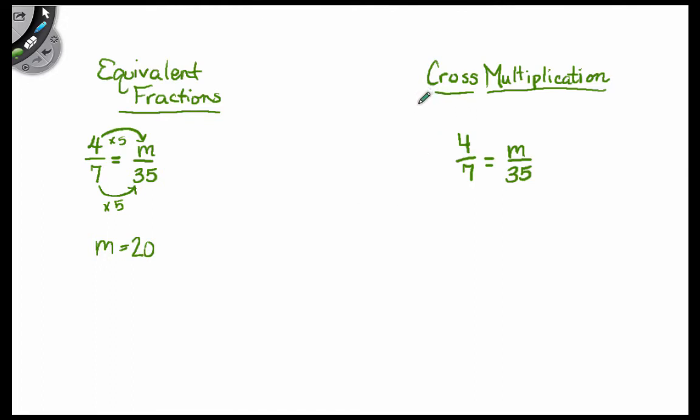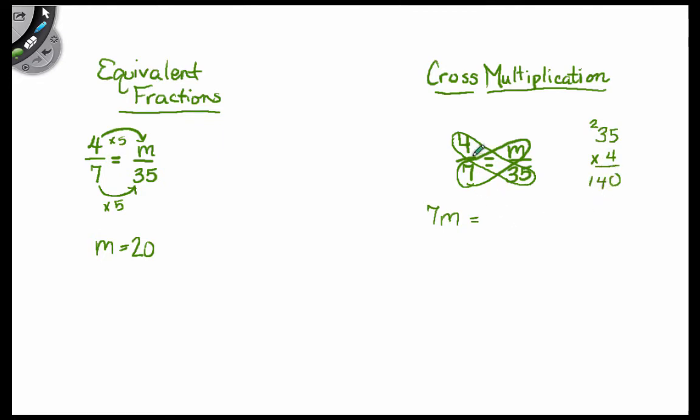Now we're going to try the cross multiplication strategy. You circle the diagonals. So we're going to circle the 4 and 35, and the 7 and the m. And we're going to multiply the diagonals. I'm going to start with the variable side of our equation. That's going to give us 7 times m. Then we bring our equal sign straight down, and we have to solve 35 times 4. And 35 times 4 is 5 times 4 is 20, 4 times 3 is 12, and 12 plus 2 is 14.